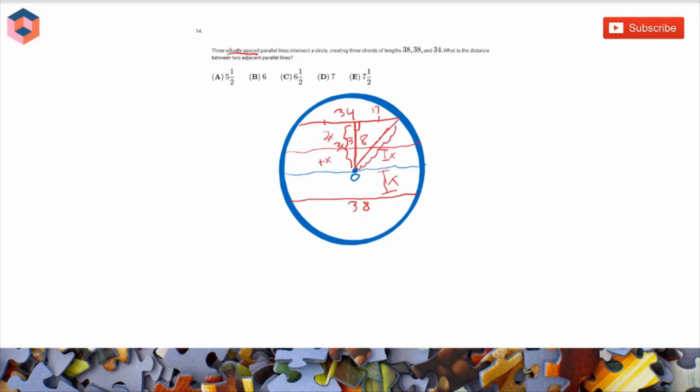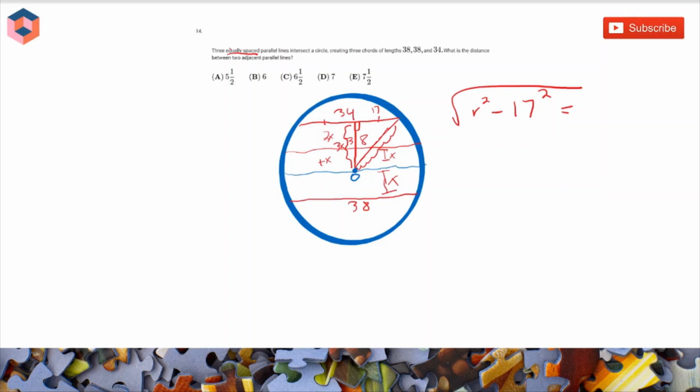So we have 17 squared plus 3x. Instead of calling it 3x, let's just write it as a measure of the radius and 17. So we have r squared minus 17 squared, and taking the square root of that will give us the measure of this line.